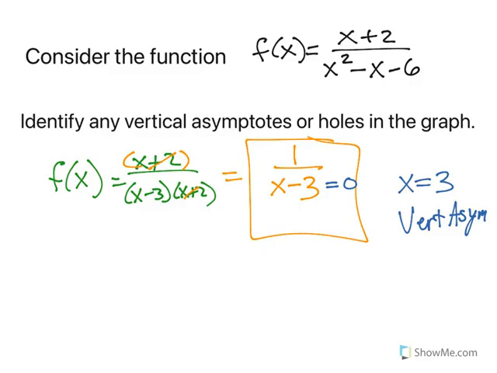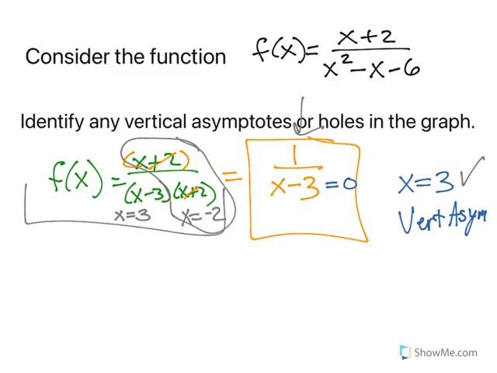If we go back to the original, you notice our denominator is undefined when x equals 3 and x equals negative 2. Both of those are undefined based on our given function. Well, we know after our simplification that x equals 3 is a vertical asymptote. The piece that simplified out, the x plus 2 that was in the numerator and the denominator, means x equals negative 2 will be a hole in the graph.